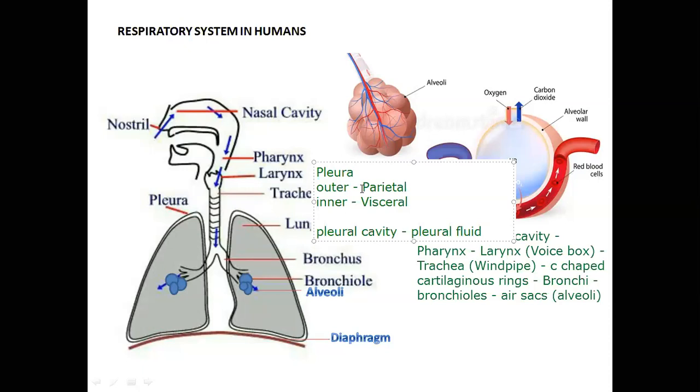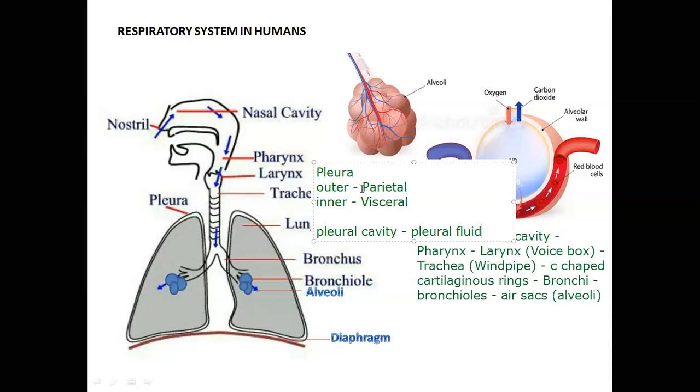But the heart membrane is the pericardium. The heart membrane is also like this, outer and inner, but that is known as pericardium. In the case of lungs, it is the pleural membrane. Yes, Tanmay, very good, you are correct.